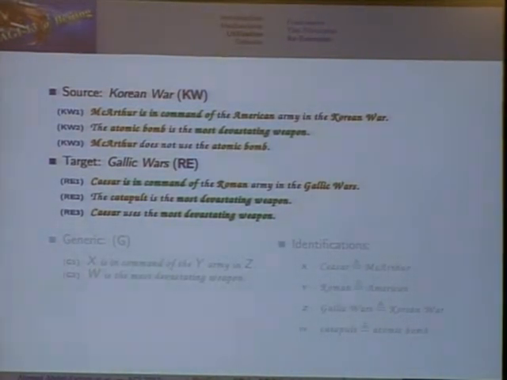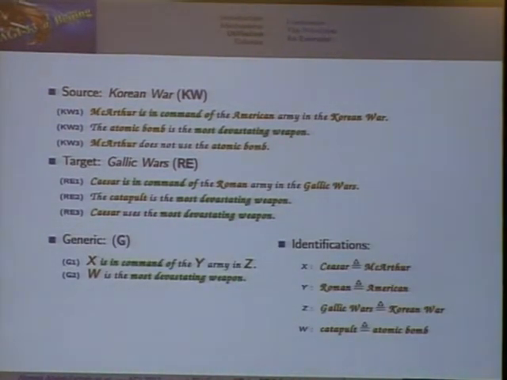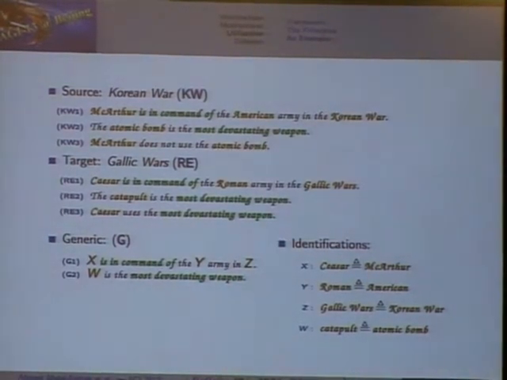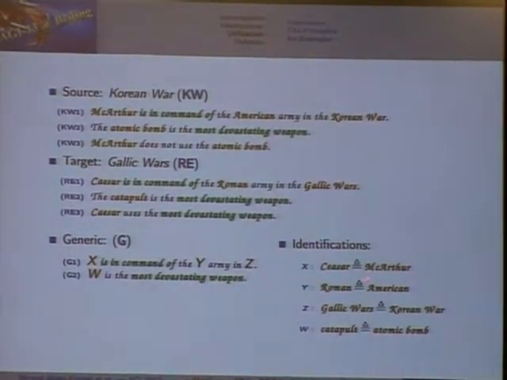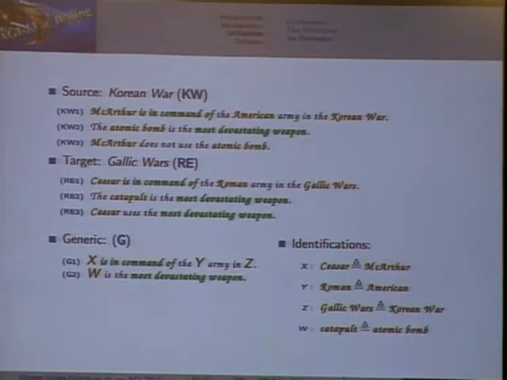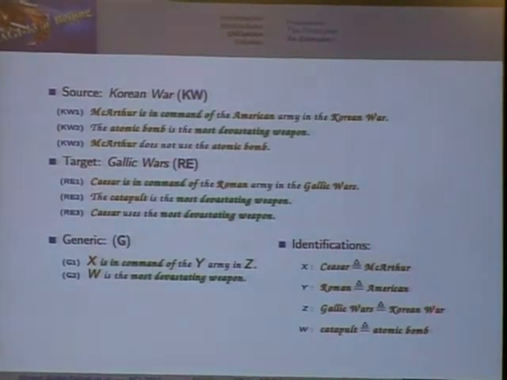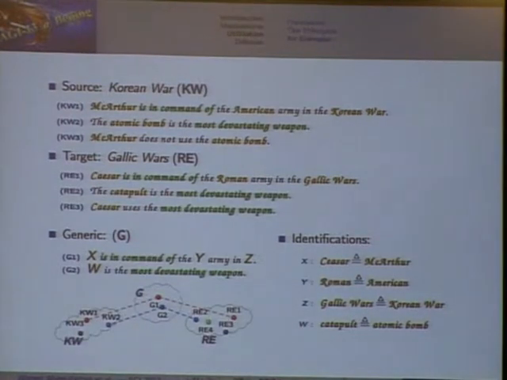Using the analogy engine, you might identify a generic space, identifying the elements into the generic space that give you something like: X is in command of the Y army in Z, and W is the most devastating weapon. With this identification, Caesar plays the same role as MacArthur in this domain and the other domain, Roman, American, Gallic War, Korean War, and so on, catapult and atomic bomb, which might give rise to something like this here.